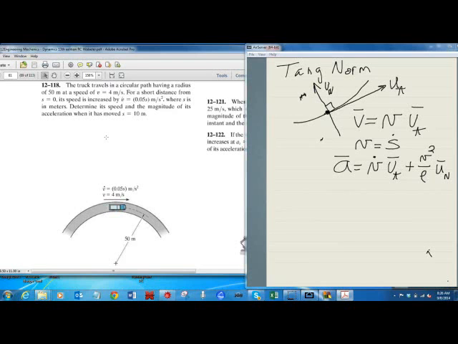Okay, radius of 50. They tell me the radius of curvature. Thank goodness, right? So I got that. They say that it has a speed of 4 at some point. See? Like right up here at the top is speed of 4.